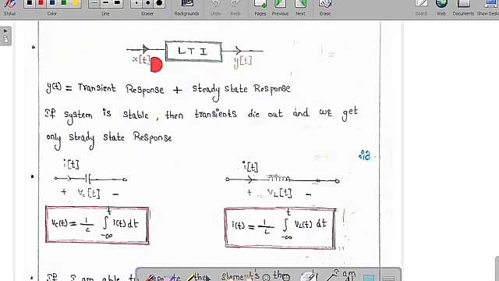Suppose there is an LTI system, if the input is x of t and the output is y of t. Basically the output is going to have both components, the transient response and the steady state response. If the system is stable, meaning all the poles of the LTI system lie in the LHS of the S plane, then the transients die out and the output remains only the steady state response.